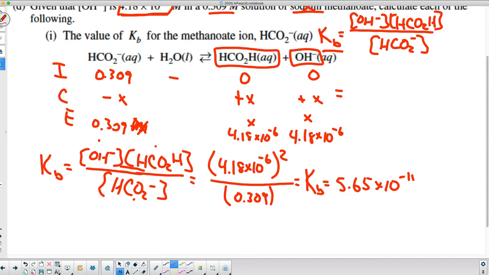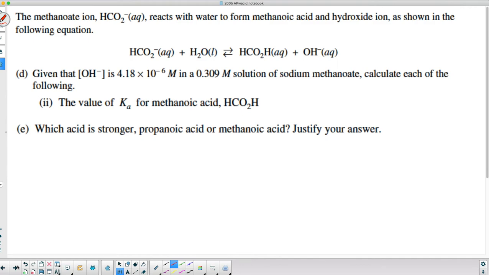Now we're not done yet, because it still asks us, so the value for Kb is 5.65 times 10 to the negative 11. Now here's what we know. I'm going to have to do E afterwards, so I'm going to do part II in red, and then I'll do letter E in blue. So for II, let's continue on.